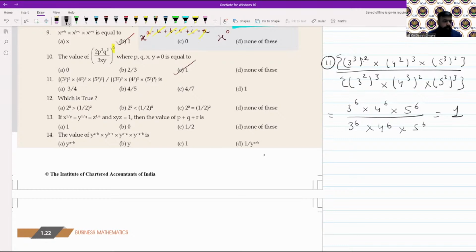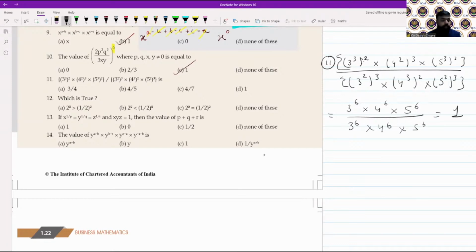So most of you have given the correct answer, option number D. Now moving towards question number 12, which is the true option. 2 to the power of 0 is greater than half to the power of 0, or it is less than, or it will be equal to. So in question number 12, which of the following options will be correct? It's a very easy question. You can try it out.